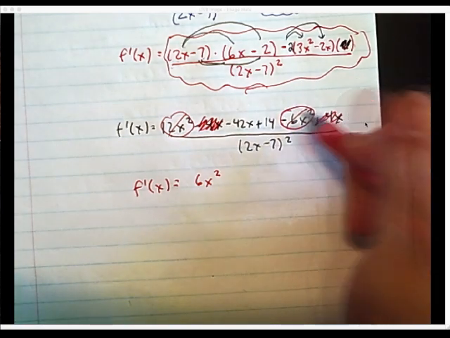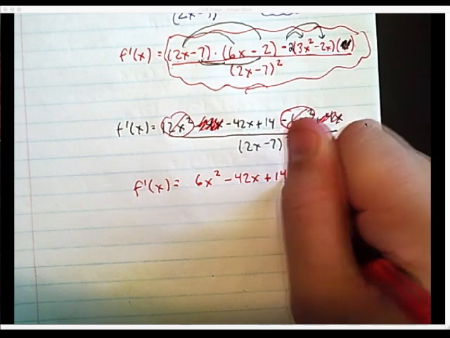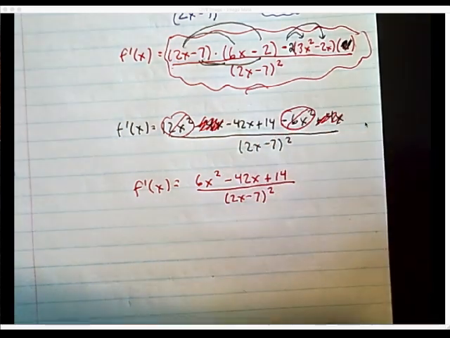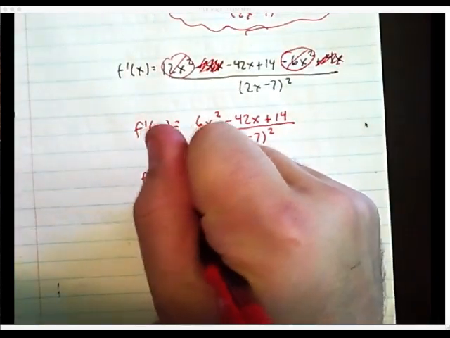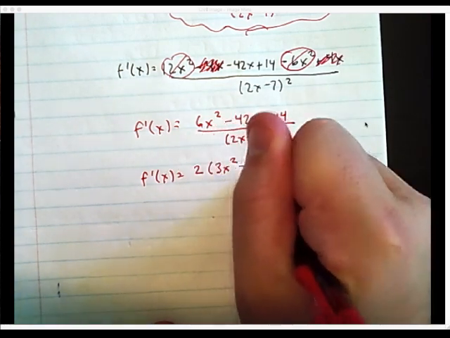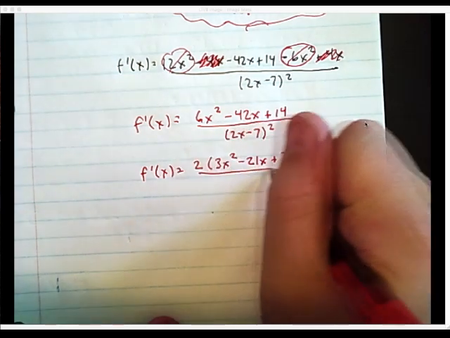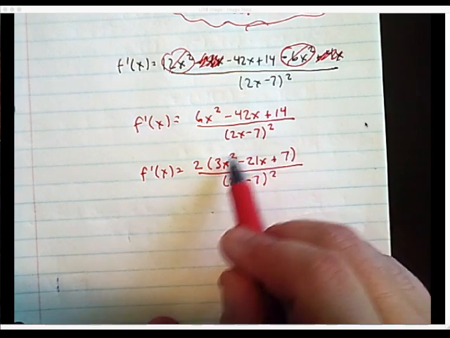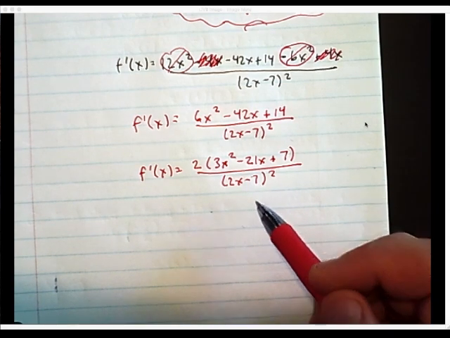Okay, so I took care of that, I took care of that. And I have a minus 42x plus a 14, all over 2x minus 7 squared. Okay, can I factor any more? Maybe. Let's see. Out of these three terms, I can take a 2 out. And I don't think this will factor. Actually, I know that will not factor. All right, so that's as far as I can go with it.